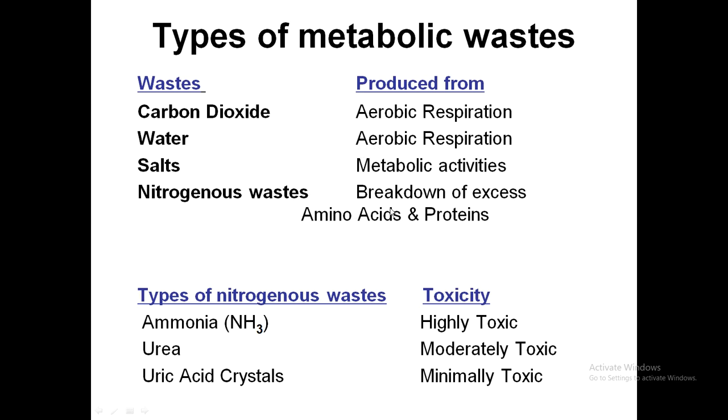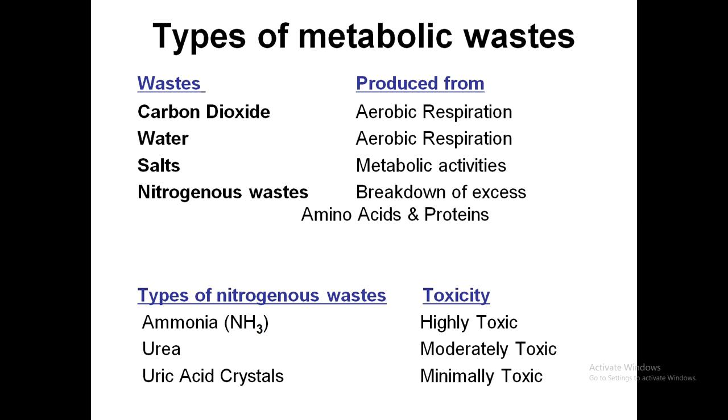Nitrogenous waste is produced by the breakdown of excess amino acids and proteins. The nitrogenous waste produced in the body is of 3 types, depending upon the type of organism in which it is produced. It is produced in all organisms, but they convert it into different forms according to their toxicity level and according to their habitat.